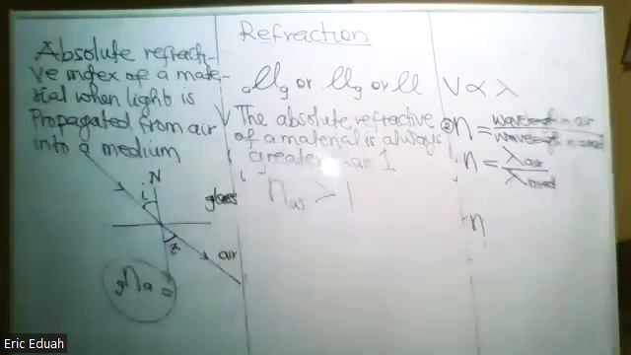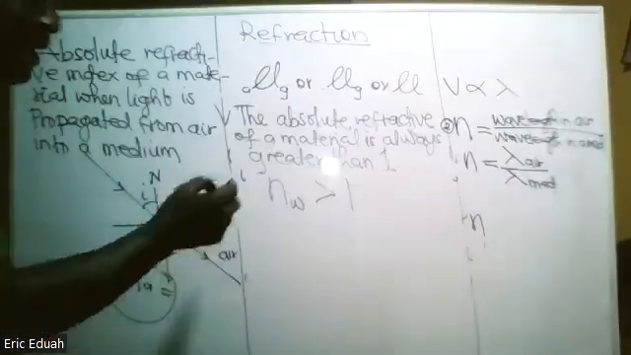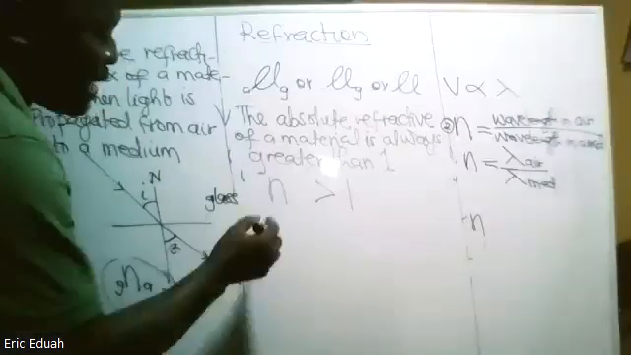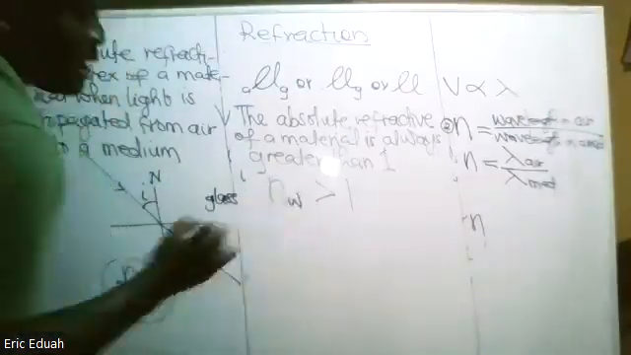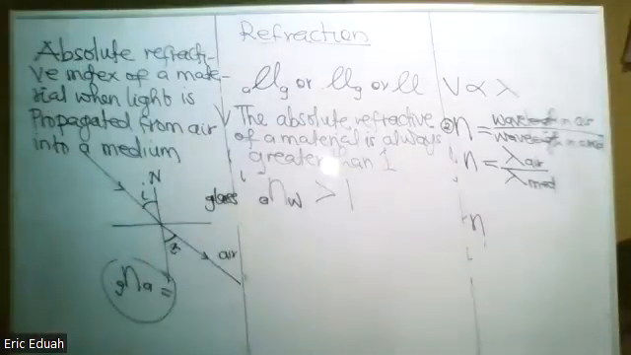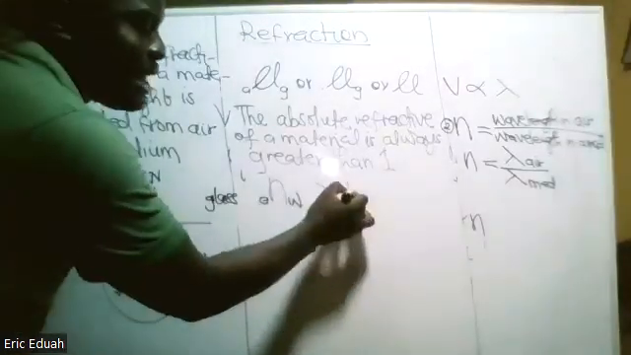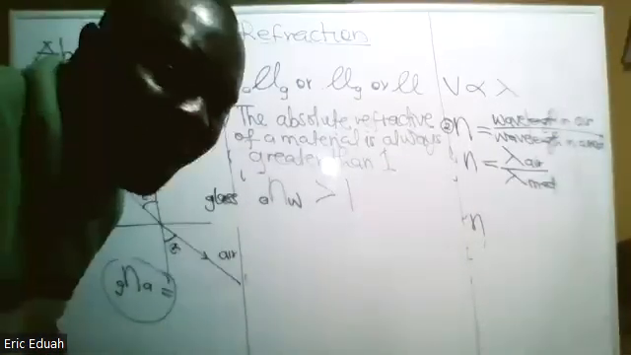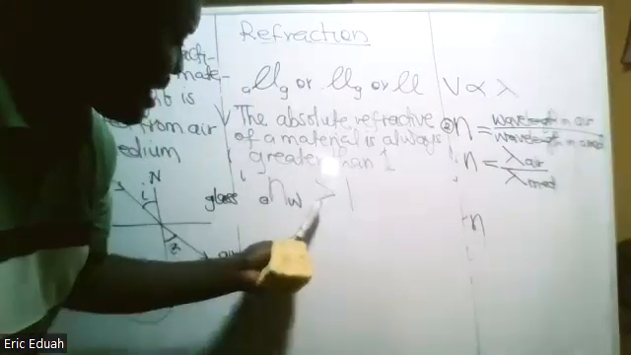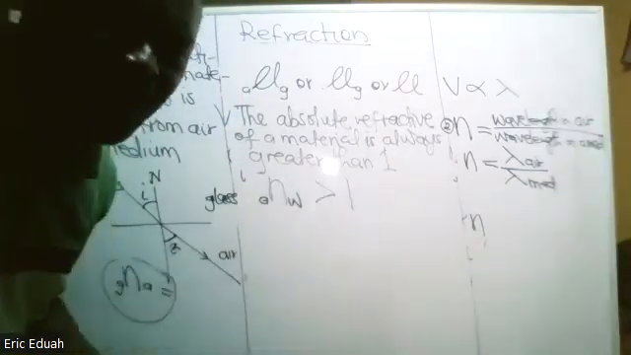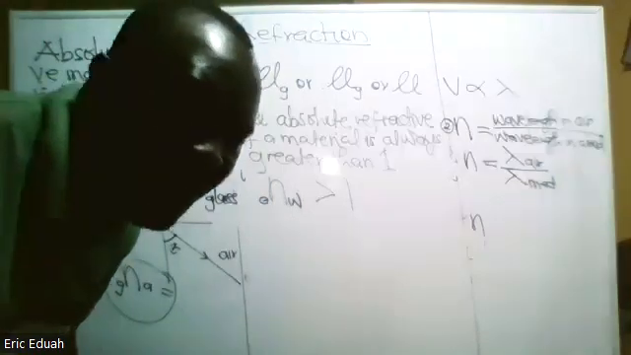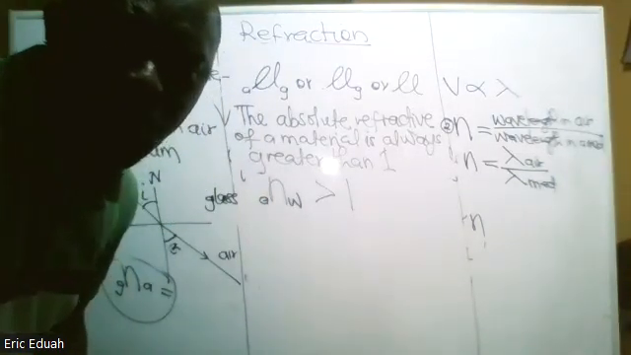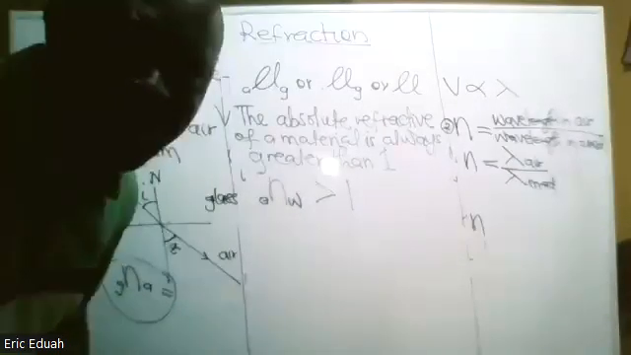Thank you, Mr. Dia. Okay. Now, I said the absolute refractive index of water, which we can represent as this, is expected to be greater than 1. I want somebody to explain to us why the absolute refractive index of a material is always greater than 1. Yes. Can somebody explain this to us? Why is it greater than 1?